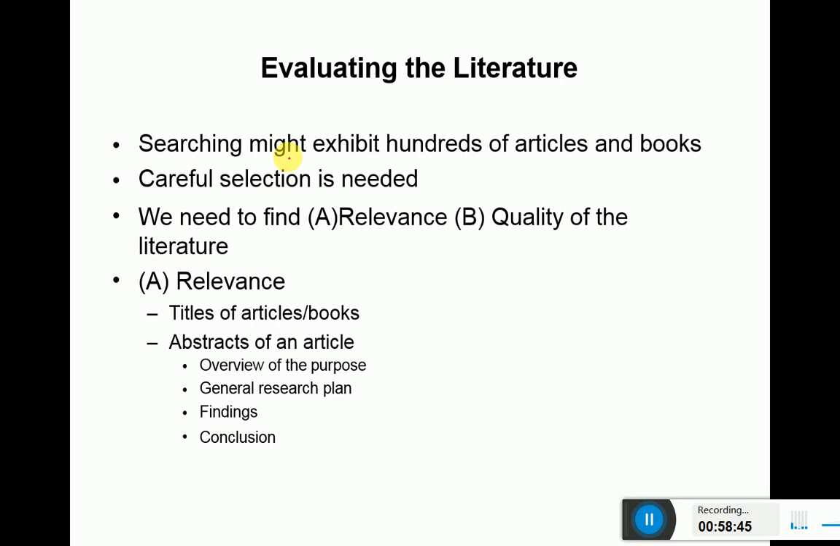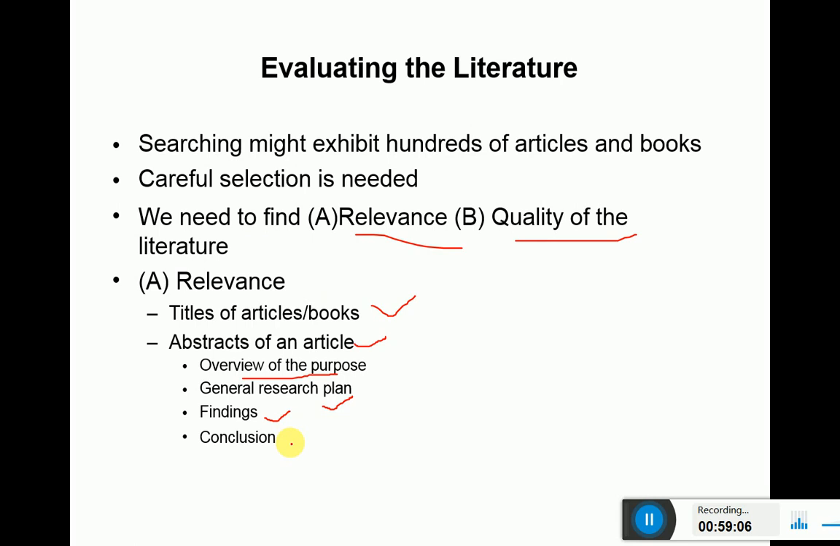Now, evaluation has two aspects: relevance and quality. Relevance means looking at the abstract of the article, the summary of the article, the overview of the purpose, the research plan the researcher made, the findings, and the conclusion. And then quality.